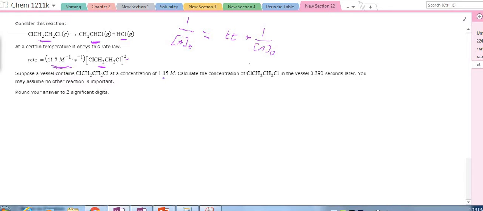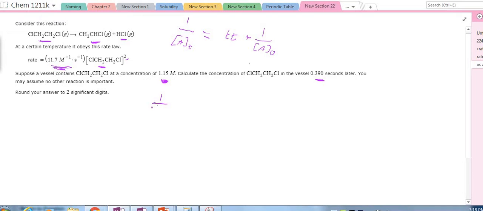I do have an initial concentration of 1.15 molar. I have k, which we already know, as I pointed out, is 11.7 inverse molar inverse seconds, and then I have a t. So this is really a simple plug and play problem. Okay, so let's just go ahead and do that then.